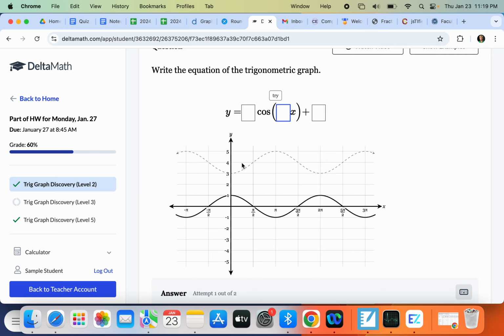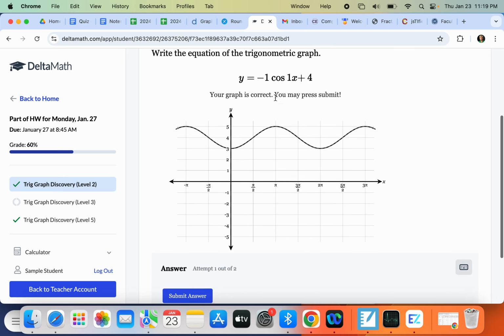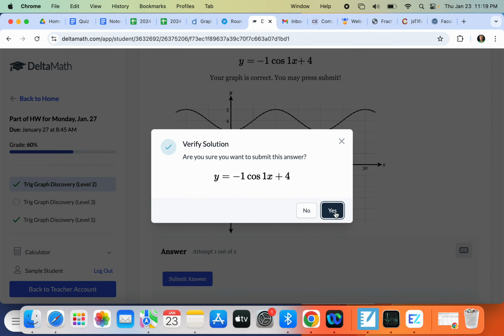So let's start there. This is a cosine graph, they said. So cosine, it looks like it starts at 0, and this one looks like it ends at 2 pi. So I'm going to say 2 pi over 2 pi and put a 1 right there. It looks like this is going up to 4 as the midline, and then it looks like it's going up and down 1, but it's flipped over. So we can try that. I feel pretty good about that, so we can submit the answer.